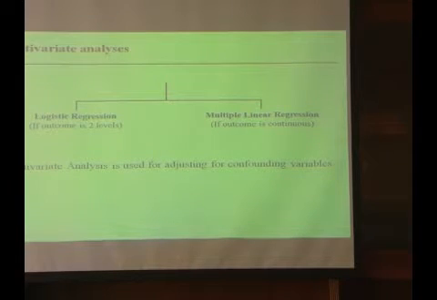So assume that I want to see the effect of the drug that I give on the length of stay in the hospital. Length of stay in the hospital is a continuous variable. So I cannot do logistic regression. I do linear regression, and thus I can relate the effect of drug on the length of stay in the hospital, while I'm controlling for age and gender and physical activity and family history and so forth. Thus, multivariate analysis is used for adjusting for confounding variables.